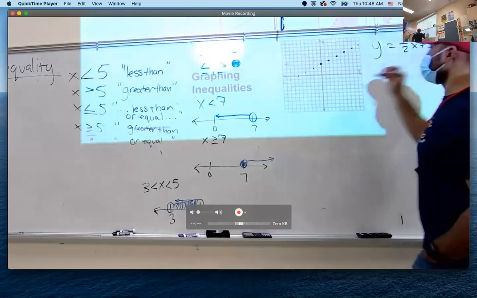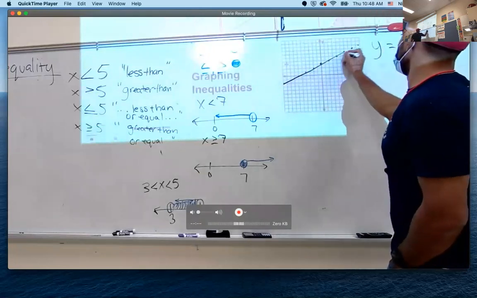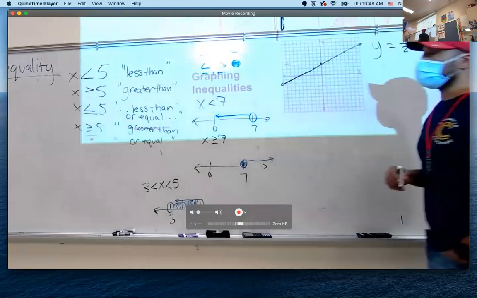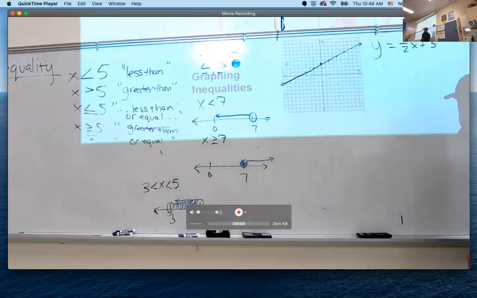Okay, now if this was that equation, I would just make a line, arrows, done. So that's all I would have to do. But now I'm making an inequality, things change.